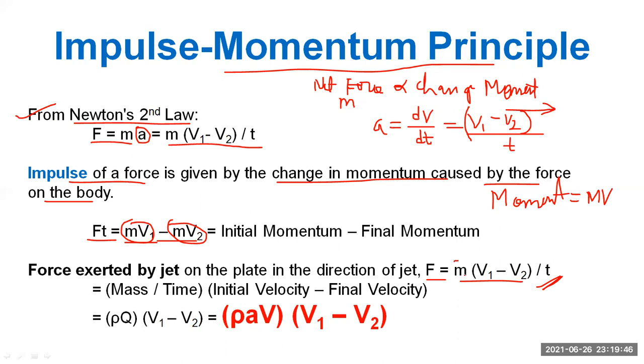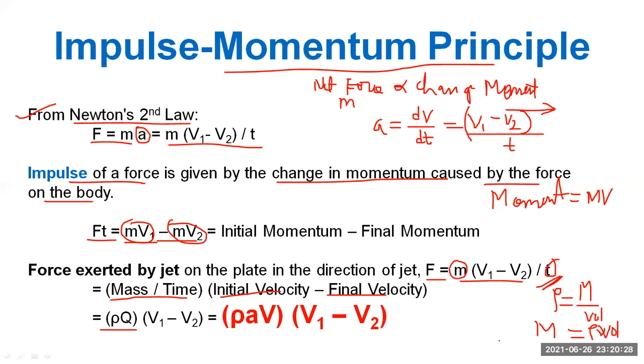Now you can rewrite this equation. For example, in this particular equation, m divided by t is nothing but mass per time, or mass per second, multiplied by the initial velocity minus the final velocity. This mass per second can be written as rho into Q, using the mass density formula. You know mass density is equal to mass by volume, so mass will be equal to rho into volume. Don't get confused. It is not velocity, it is volume.